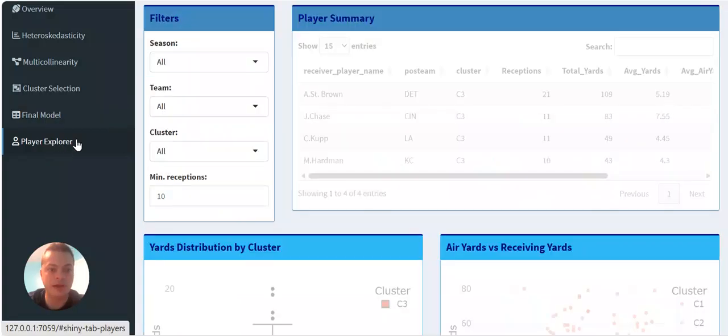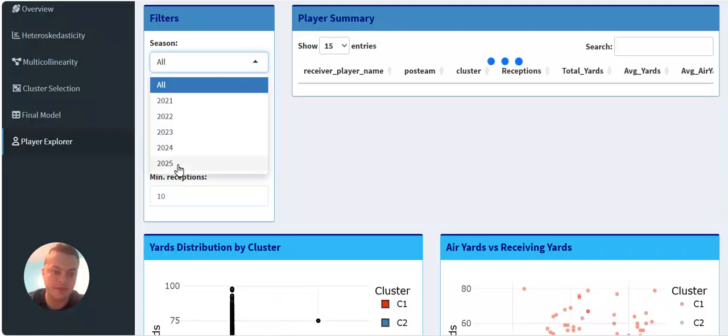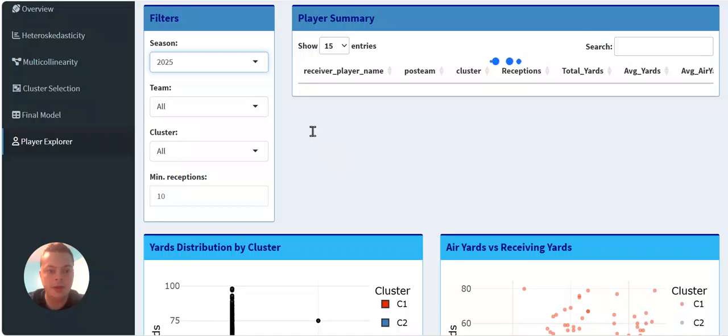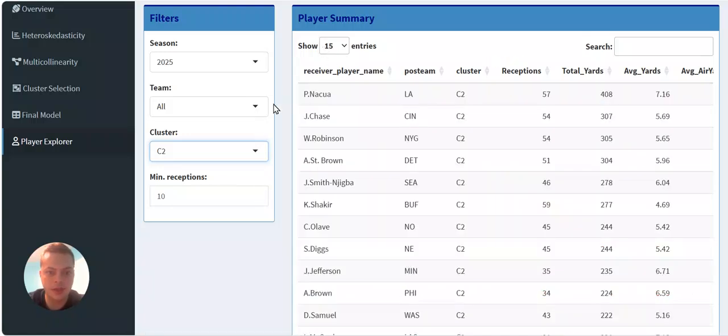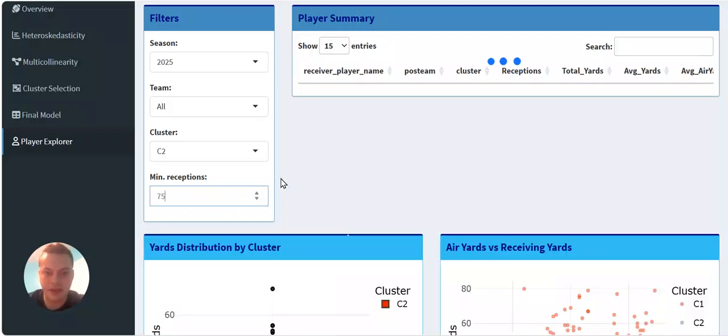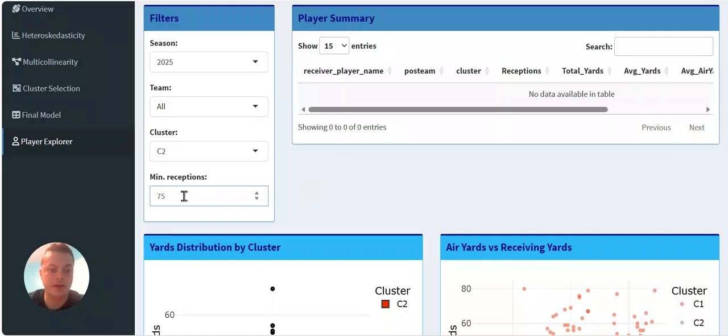And then we can explore the players in each cluster. So we can say, what season do we want to look at? We can look at 2025 only. And then we could look at, say, only the receptions that fell into cluster 2. And let's see, we can do minimum of 75 receptions. There are no players in cluster 2 that fit that criteria.